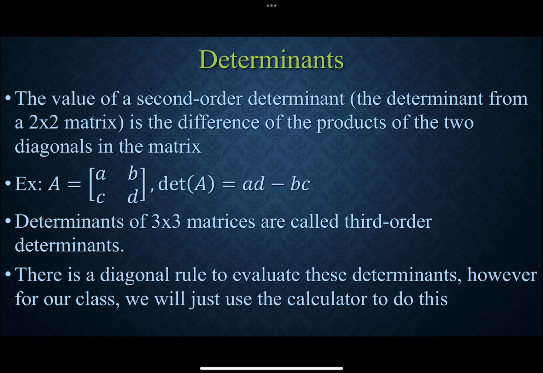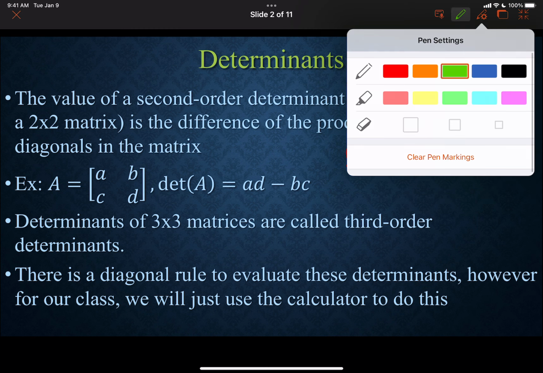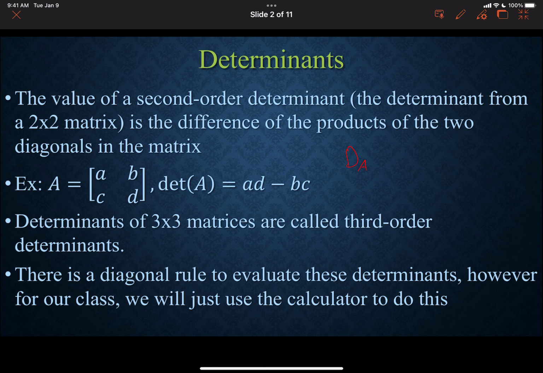A 2 by 2 determinant, a second order determinant, is based on a 2 by 2 matrix, where if we have matrix A, it is defined as A, B in the first row, C, D in the second row. The determinant of A, which we will abbreviate as dA, is just going to be the difference of the diagonal products. So AD is the left diagonal, minus BC the right diagonal. Very straightforward.